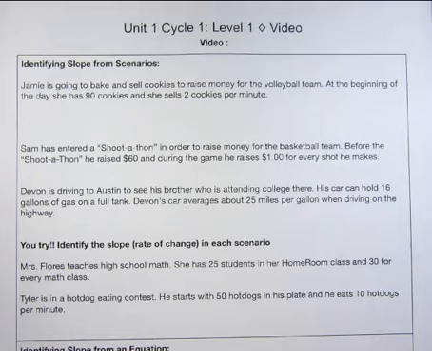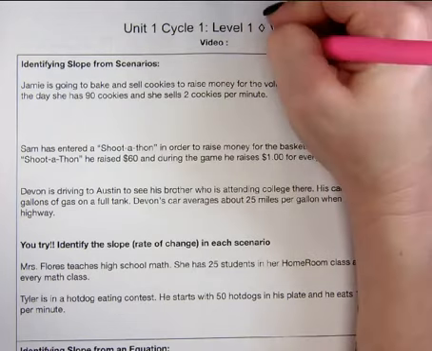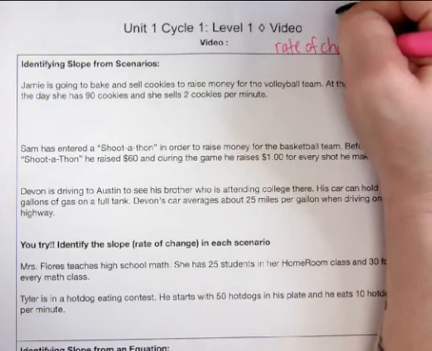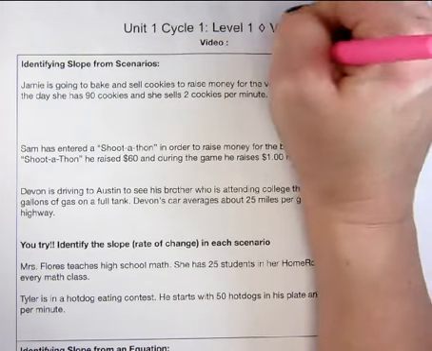Hello, friends. We are now going to look at identifying slope from scenarios and from equations. So when we have a scenario, it's normally like a story. So we're trying to figure out what's happening in the story. Our slope is always a rate of change. You've heard this phrase before, I'm sure. So what we want to look at is a rate.